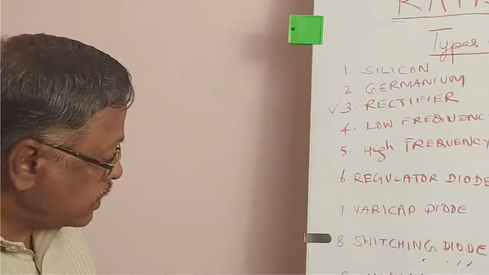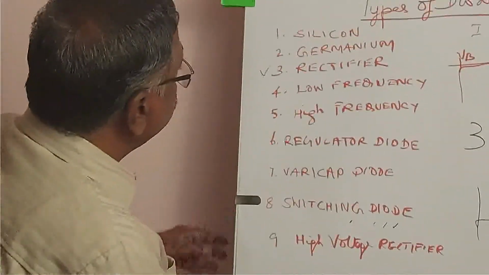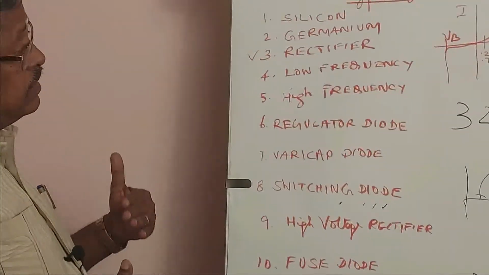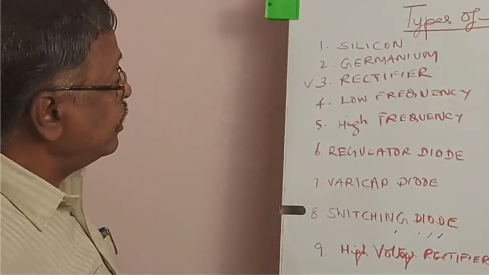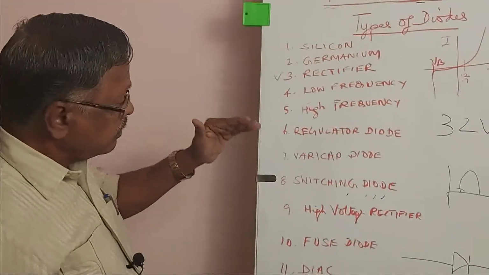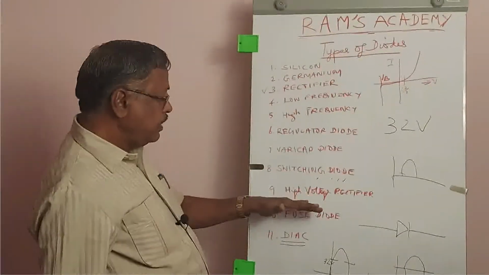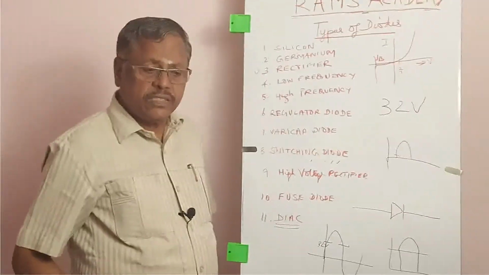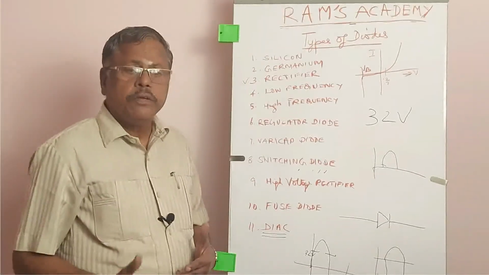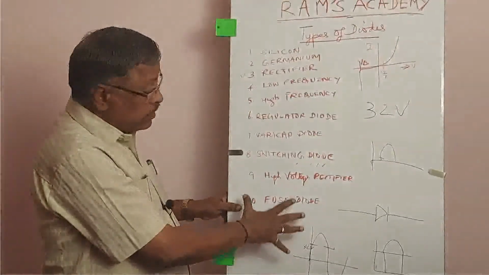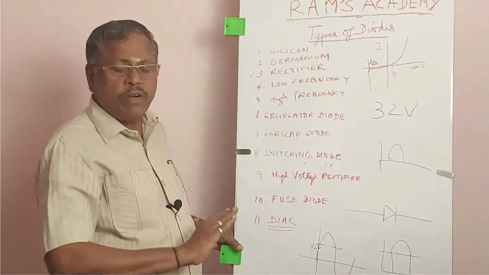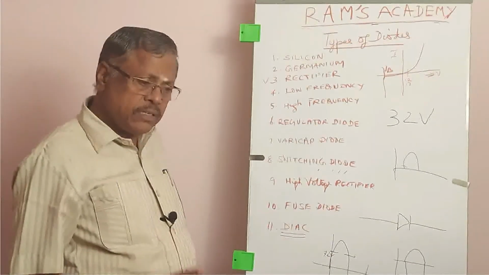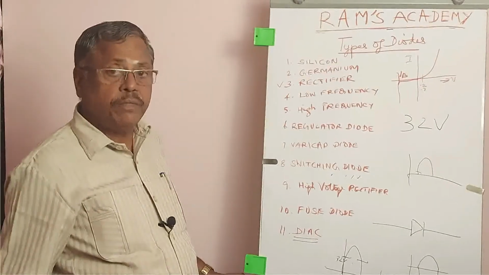Therefore, I have discussed all the diodes, ranging from silicon diode or germanium diode, and applications of rectification, low frequency diode, high frequency diode, regulator diode, varicap diode, switching diode, high voltage rectifier diode, fuse diode and diac. Like that, there are certain varieties. Still some more diodes are available, but these are very common. They are applicable to all the equipment right now, either in electronic circuits or in communication equipment.